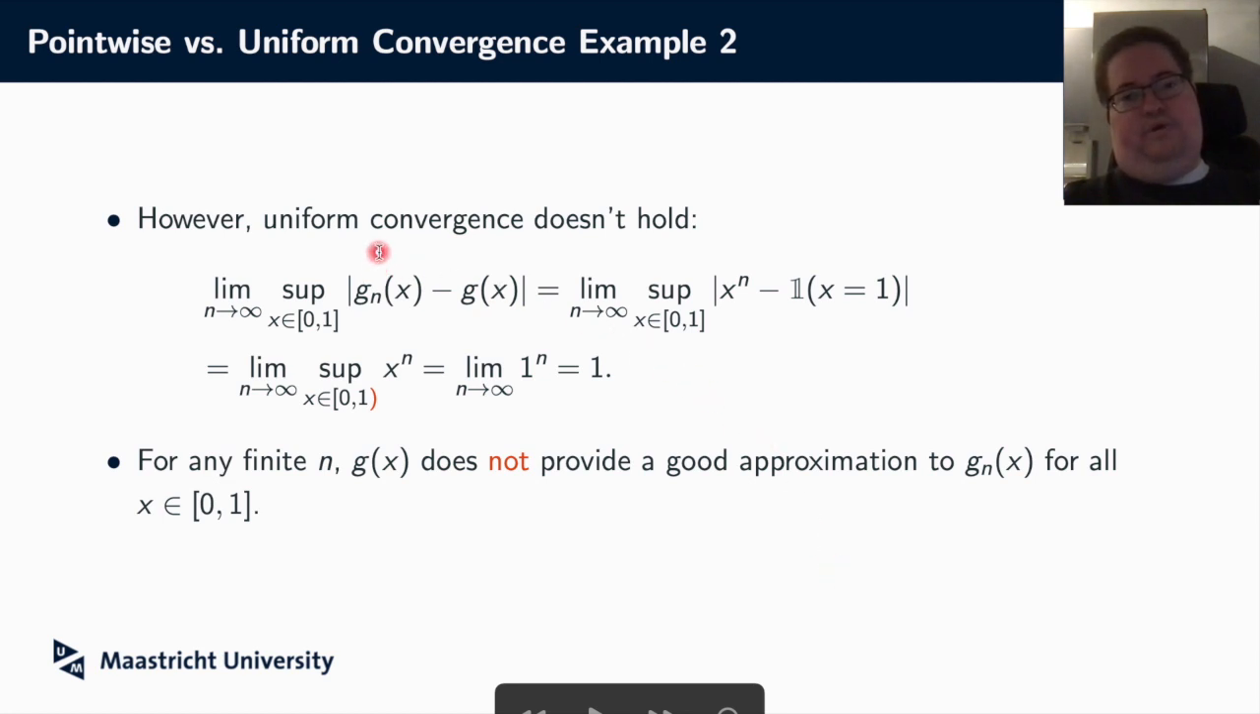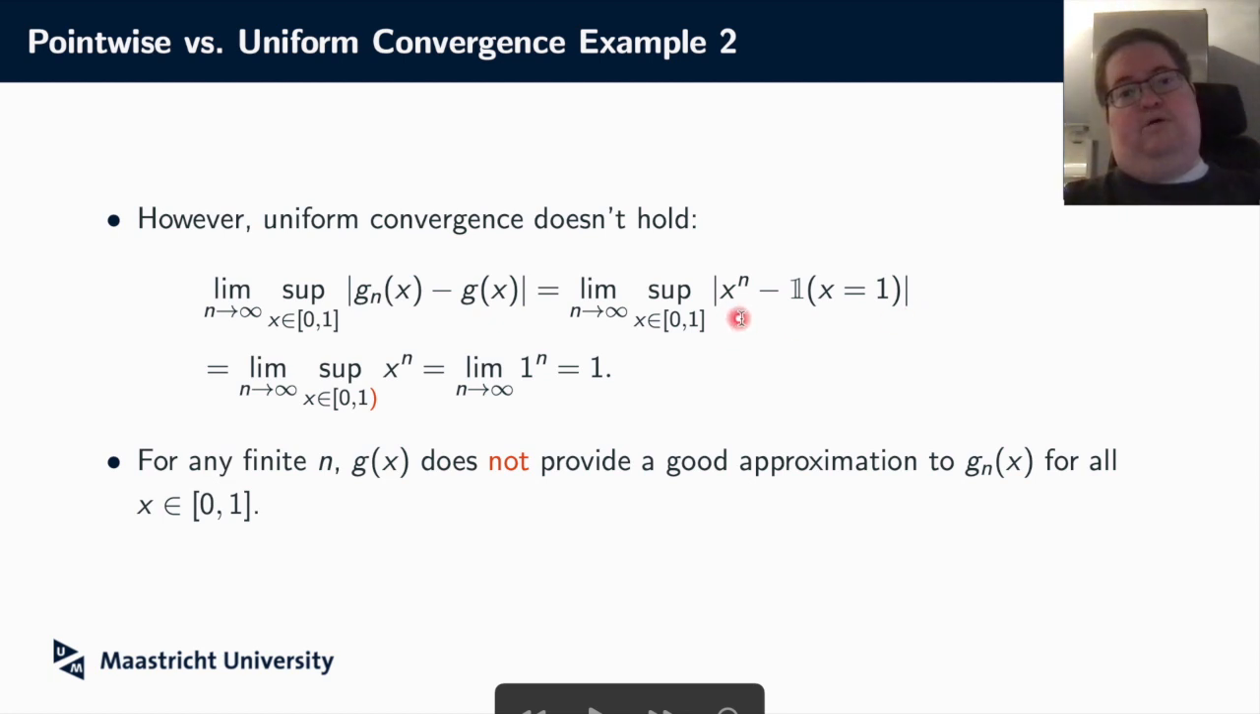So let's write it out. We need to take the supremum of the difference. So first take the difference of the functions gn of x and g of x, which is x to the power n, and here I write it as a single function, just 1 if x is 1 and 0 otherwise. Well, where does this supremum take place? When is this value as large as possible? Well, it's not going to be when x is equal to 1, because when x is equal to 1, I have 1 here, I have 1 here. 1 minus 1 is 0. And since the absolute values are taken, 0 is going to be the smallest value I can actually get.